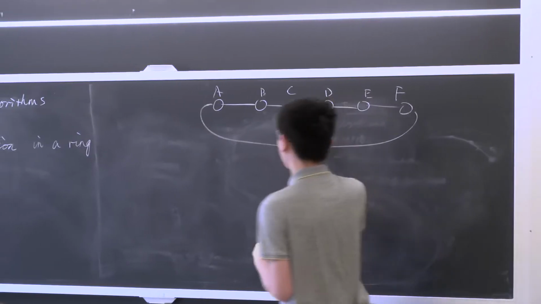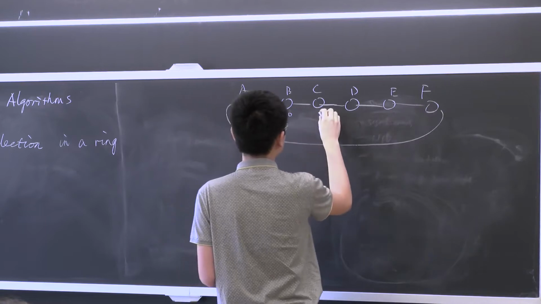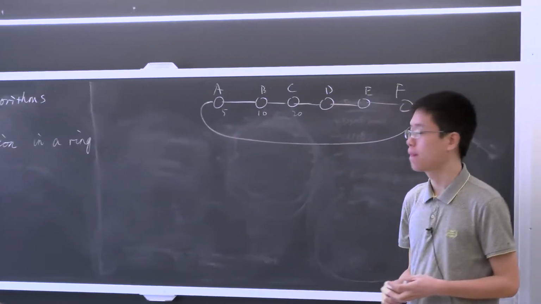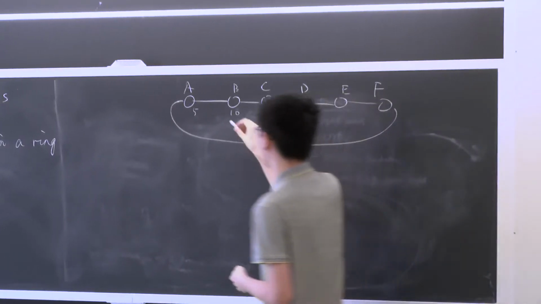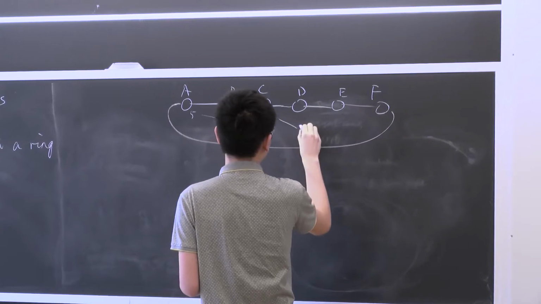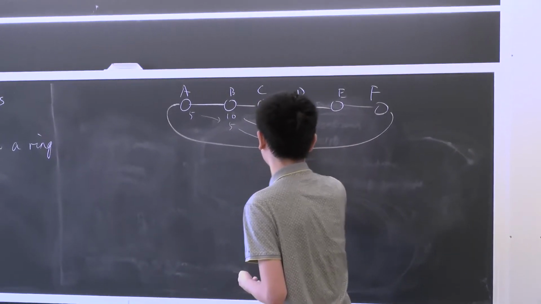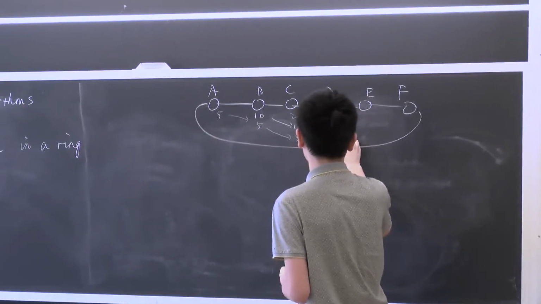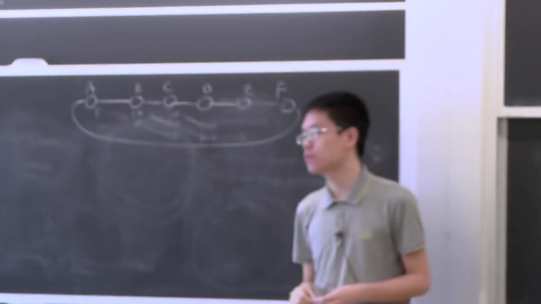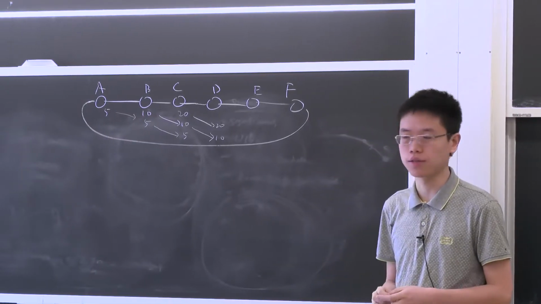So just to make it perfectly clear, say they generate some random IDs, that's 5, 10, 20. And then in the next round, A would send its ID to B, B would send its ID to C, C would send its ID to D. And in the next round, B would pass this information along to C, and C would pass the information to D, and just continue, and eventually everyone will have everyone else's ID.